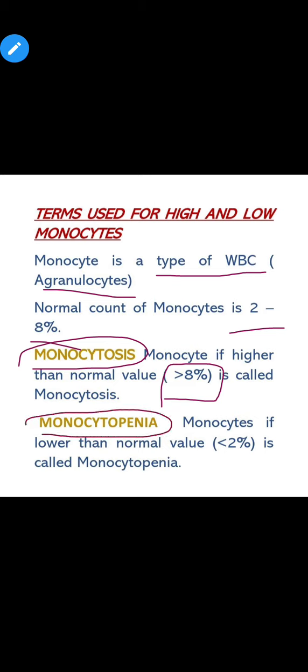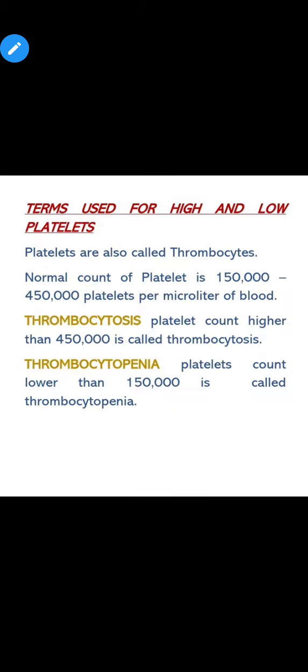And monocytopenia: if the monocyte count is lower than the normal value, that is less than 2%, then it is called monocytopenia. So monocytopenia occurs when your monocyte count is too low. This is the result of a decrease in your WBC count, and the causes of monocytopenia include aplastic anemia.